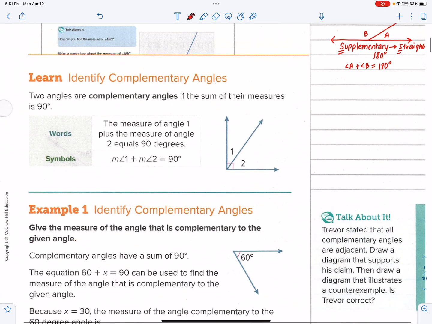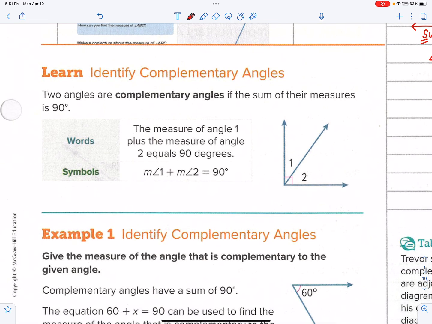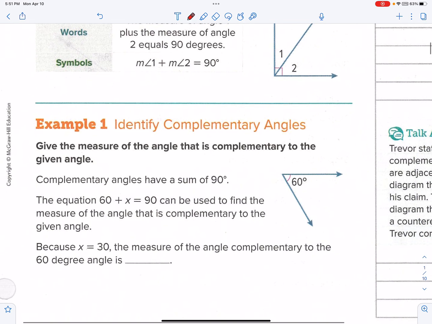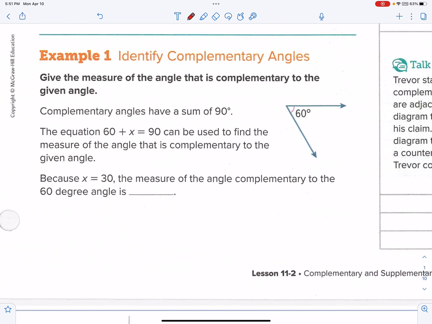So let's go ahead and get through here. As far as this learn section, I just want you to follow along. They're letting you know what complementary angles are. If we have an angle of 60 degrees, the complementary angle would be this angle that forms the 90 degrees. So 60 plus what equals 90? Well, obviously our x has to equal 30 degrees. Because x equals 30, the measure of the angle complementary to the 60-degree angle is 30 degrees.